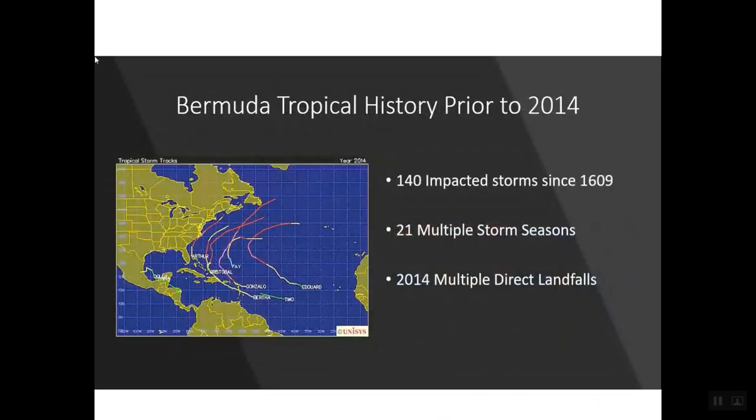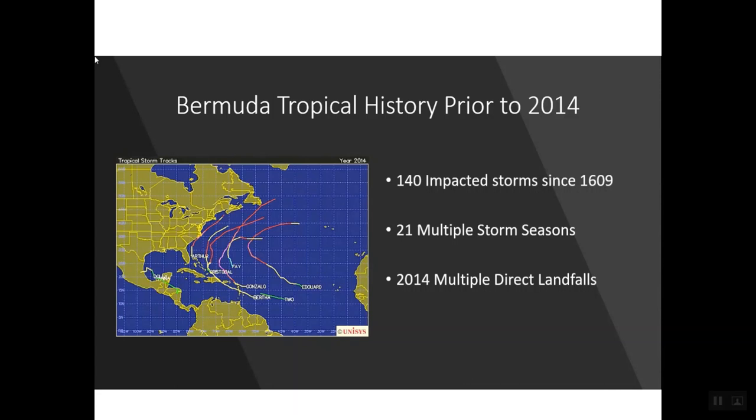So, Bermuda's tropical history prior to 2014, I mentioned this a little bit here. Since 1609, when the Bermuda Weather Service began keeping records, 140 storms impacted the island in one way or another. Now, when I say impacted, that's not a direct hit. That's something from maybe just a little bit of wind, a little bit of rain, maybe some storm surge and some wave action along the shore, something in some form or fashion.